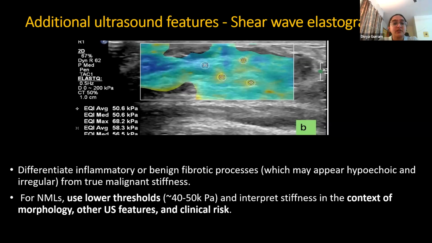So here in this image, we have this non-mass lesion with the red areas, which indicate areas of increased stiffness. This was a case of ductal carcinoma in situ, where we can see a lot of focal interspersed areas of increased stiffness, which is another additional feature that helped us determine that this could be a malignant etiology.